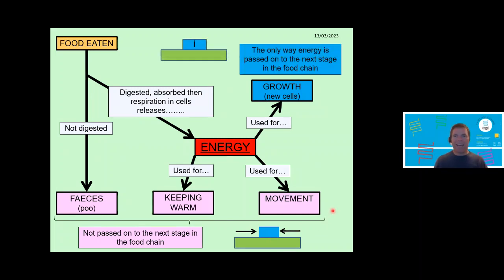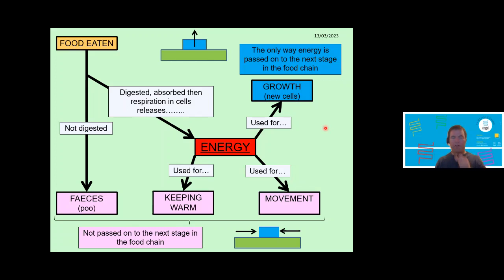Now, notice that the blue color there represents the growth. So it's this growth which can actually be passed on. So if this is the rabbit which has consumed the lettuces here, that rabbit has lost energy here and here in not digesting it, keeping warm, and movement, but it has made some new cells and growth, and that's what's passed on to the next level. When the fox eats the rabbit, this biomass here is actually what it can consume. It can't consume the lost energy here because there is no biomass there to represent it.